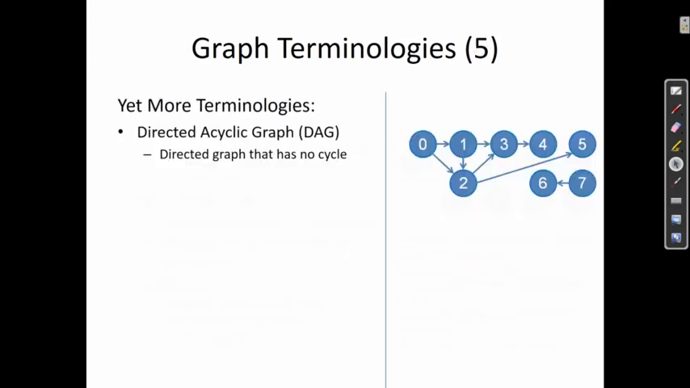Next, more terminologies. You have the notion of a directed acyclic graph, or what you call a DAG. A directed acyclic graph is just a directed graph that has no cycles. An example is given here on the right. Look at this directed graph: there are no cycles, you cannot find any cycles. A cycle would be something like this, if, for example, I have an edge like this: 1, 2, 3, and back to 1. That's a cycle, but you don't have a cycle here.